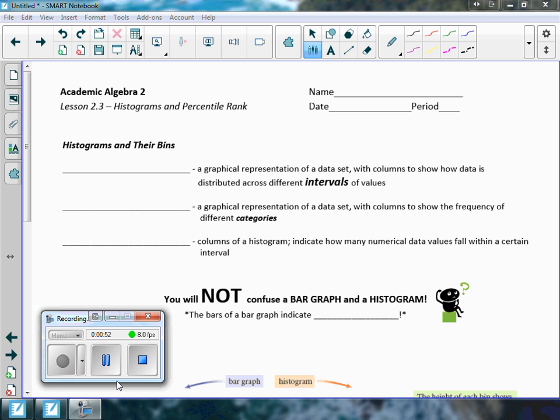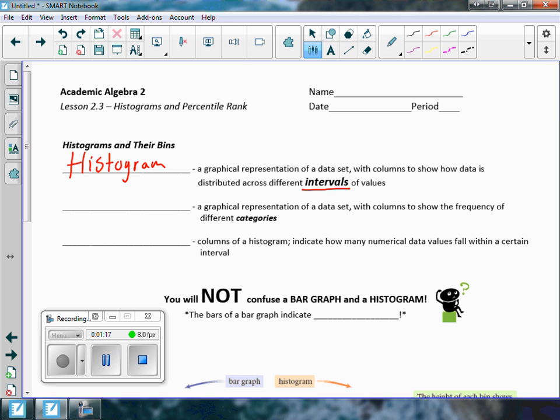So, to start out, I'm going to give you a few quick definitions. A histogram. A histogram is a type of graph. It's a graphical representation of a data set with columns to show how data is distributed across different, and the key word is intervals of values, across different intervals of values.